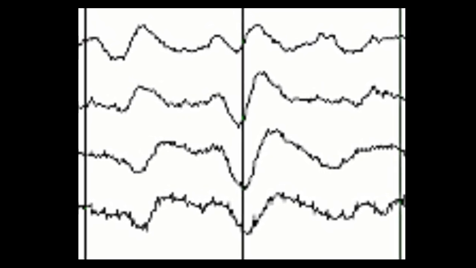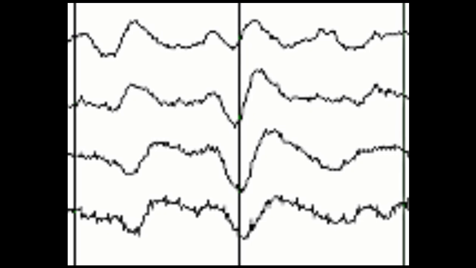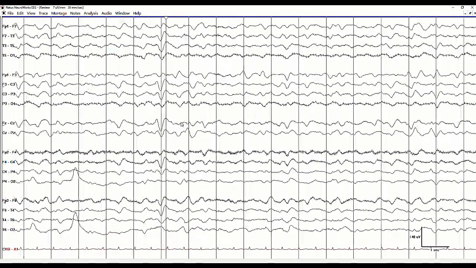In addition to that, we saw an anterior to posterior lag, an AP lag, and we also considered the sort of hybridized features where you can have GPDs with triphasic morphology that blend with features of GRDA, which is the acronym for generalized rhythmic delta activity.